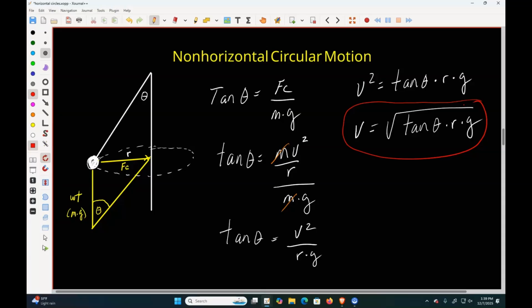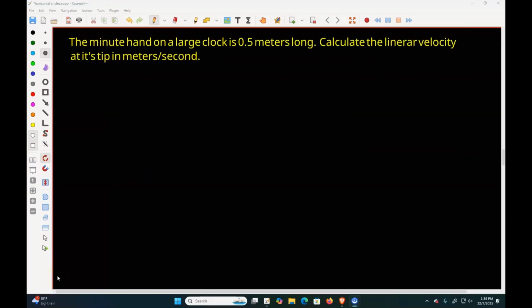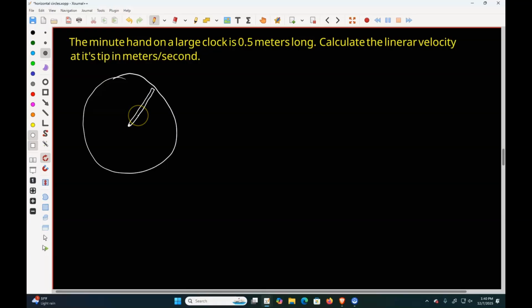For our first problem, the minute hand on a large clock is 0.5 meters long. Calculate the linear velocity at its tip in meters per second. All right, so visualize I have a large clock. The minute hand is the long hand. I'm just going to draw a shorthand here for the hour. Okay, so this is the minute hand.